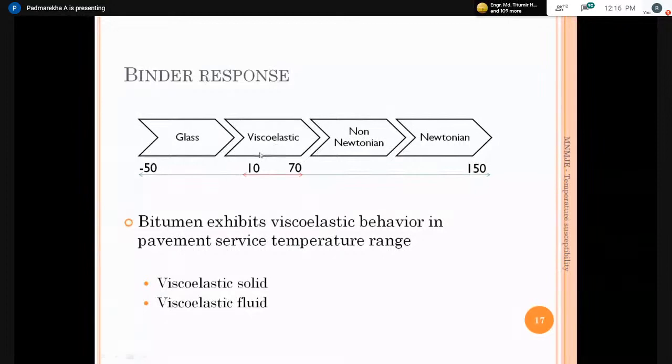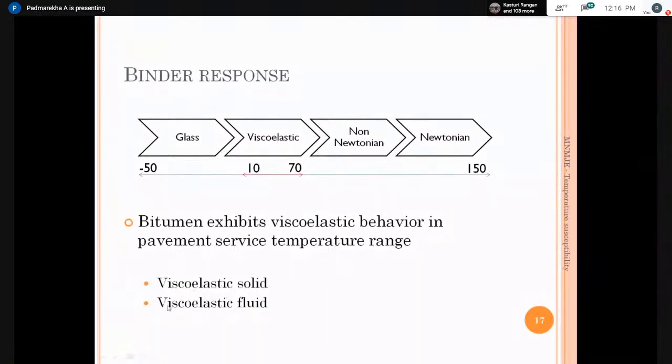Fluid behavior is viscous, elastic solid behavior is elastic. Depending upon whether the fluid behavior dominates or the solid behavior dominates, we call it a viscoelastic solid or a viscoelastic fluid. At high temperature, bitumen will be relatively fluid compared to low temperature. So at 70 degrees, for instance, bitumen will be a viscoelastic fluid, and at 10 degrees Celsius, bitumen will be a viscoelastic solid. So there is a transition even within this viscoelastic region, depending on whether the viscous behavior dominates or the elastic behavior dominates. So if it is a viscoelastic fluid, what will happen? Or if it is a viscoelastic solid, what will happen?